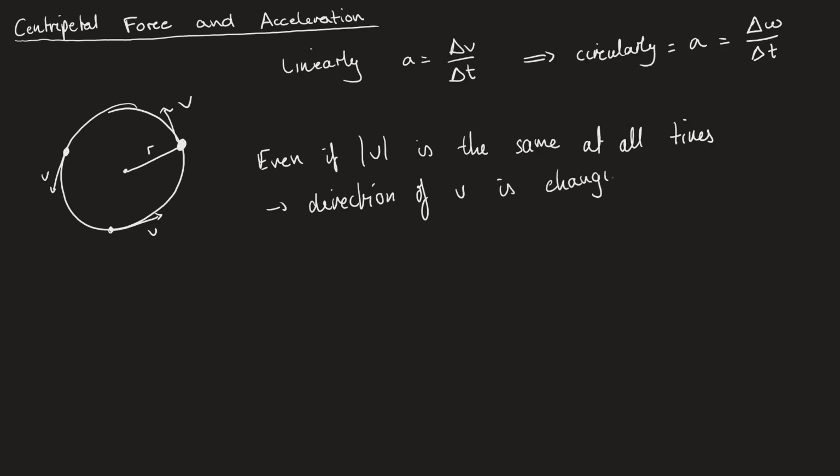Since the direction of v is changing, when it's going completely down on this side, and then here where it's completely vertical, let's just define the vertical to be positive. We're going to constantly switch between positive and negative velocities, which means we have a constant change in velocity, and it's going to lead to a constant acceleration. Therefore, acceleration must occur.